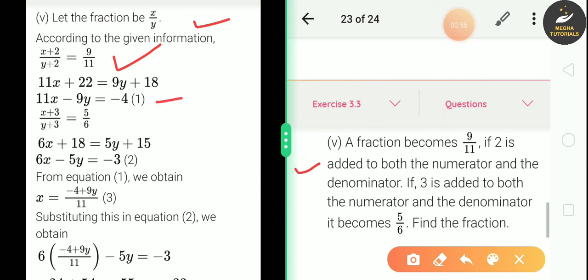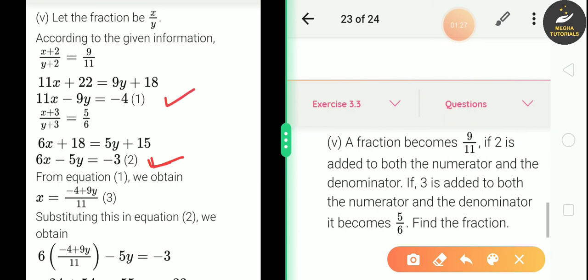From second condition, we will get x plus 3 upon y plus 3 is equal to 5 upon 6. Again using cross multiplication, 6 multiply with the bracket, we'll get 6 into x plus 3, that is 6x plus 18, and 5 into y plus 3, that is 5y plus 15. Okay, so again using transposition, 6x minus 5y is equal to 15 minus 18. So we'll get 6x minus 5y is equal to minus 3. So this is equation 1 and this is equation 2.